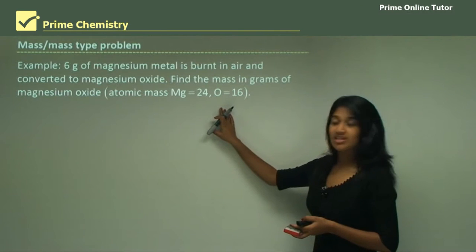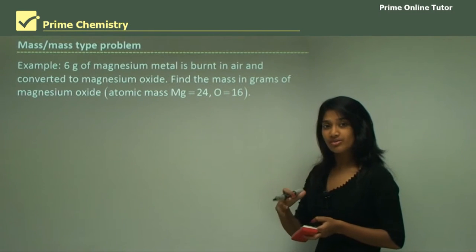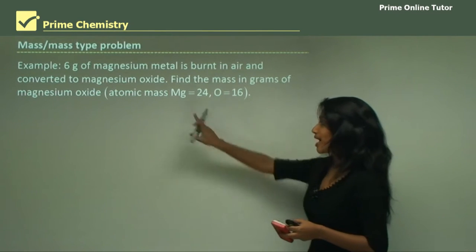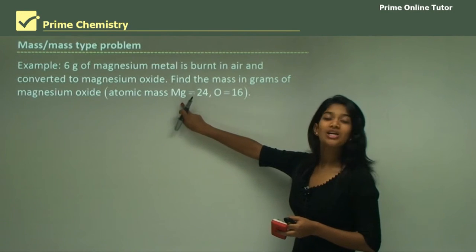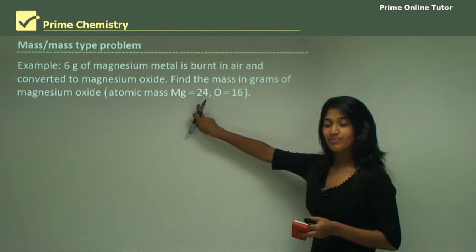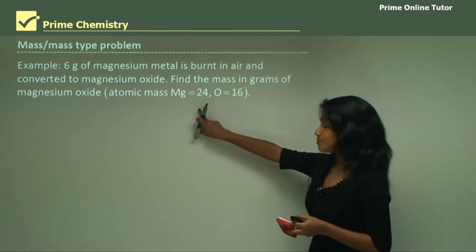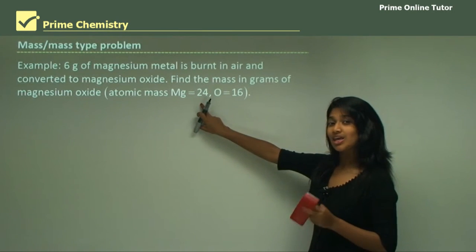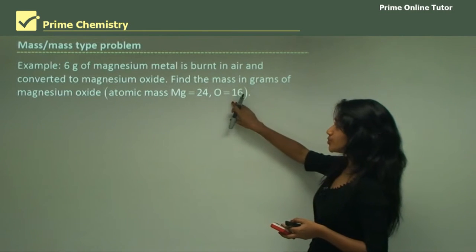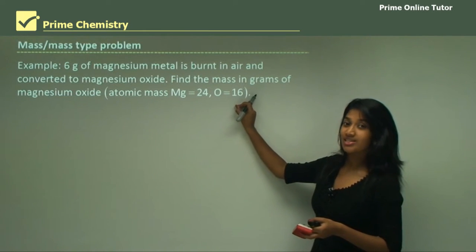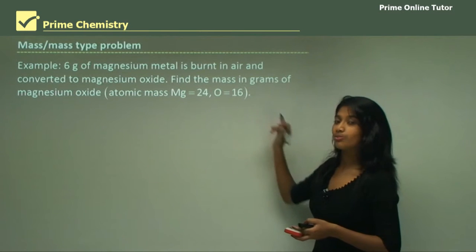Where they have derived these masses from is, go to your periodic table, and if you go to magnesium, which is Mg, you would see 24 written there. Now this is the atomic mass. In other words, how many protons and neutrons there are in the atom. And you would find the same thing with oxygen. It will say 16 on the oxygen box.